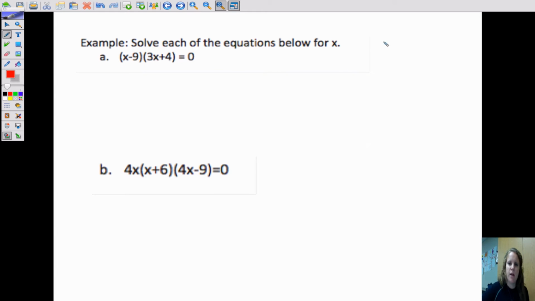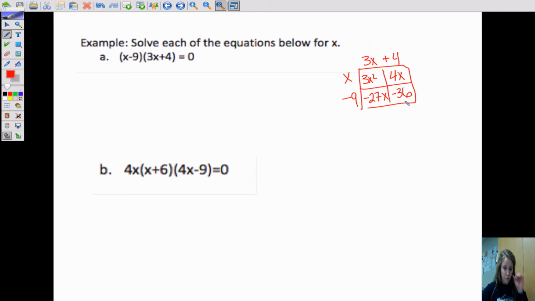So here, just for the sake of getting used to this, I'm going to write this in our box over here. X minus 9 and 3x plus 4. Our little boxes would have 3x squared, and then we'd have 4x. And then we'd have negative 27x. And then negative 9 times 4 gives us negative 36. Okay? So that would be our little box for it.